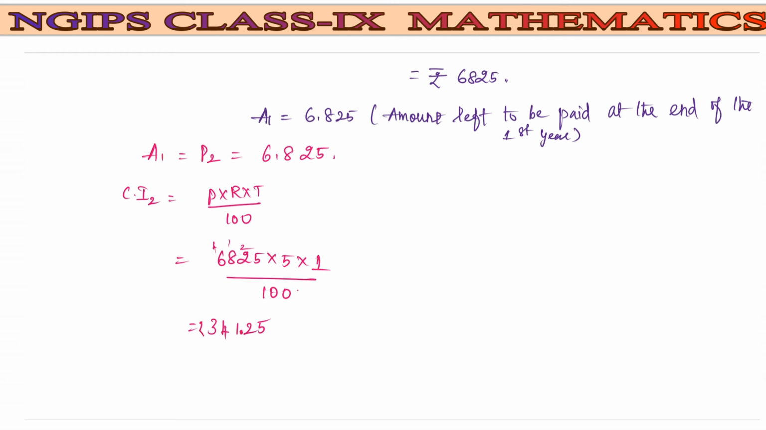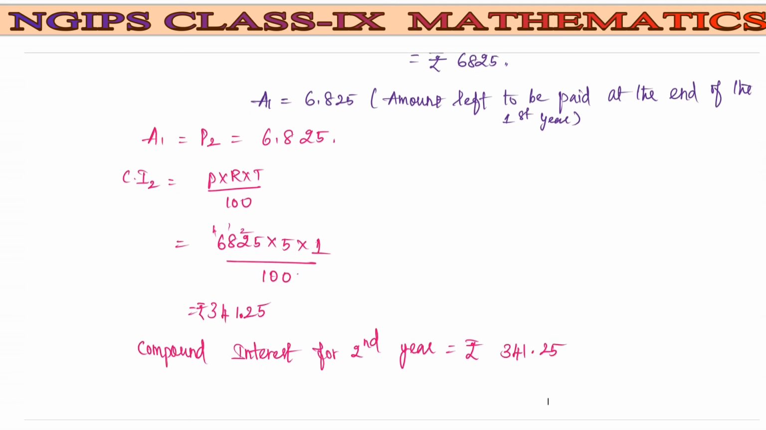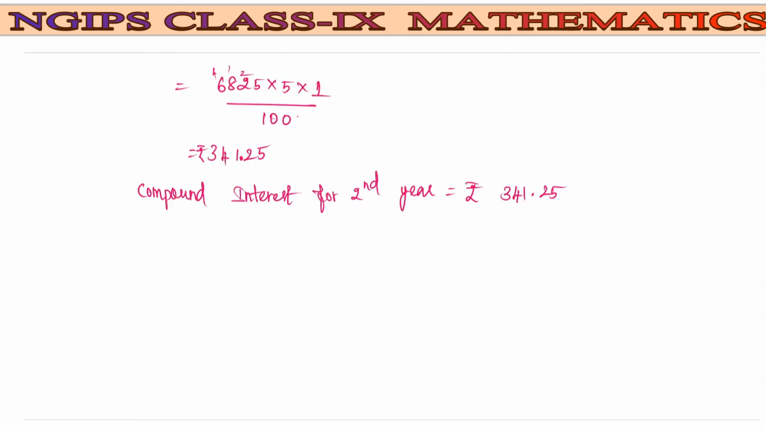So here I can keep the decimal place. This is the compound interest amount for the second year. So compound interest for the second year is equal to rupees 341.25. Now we need to calculate the amount.